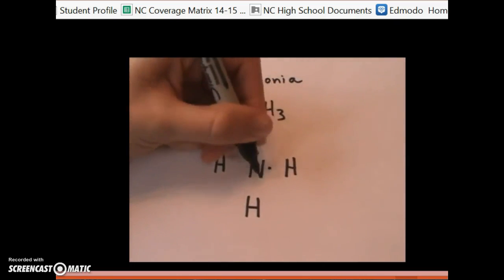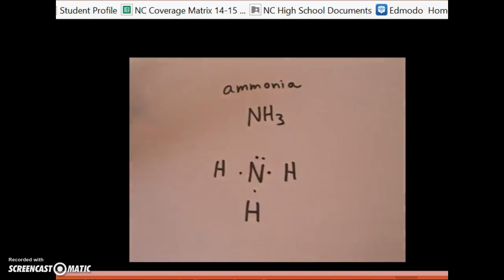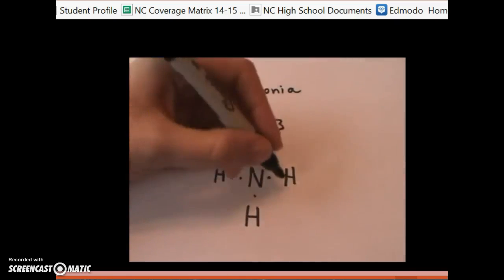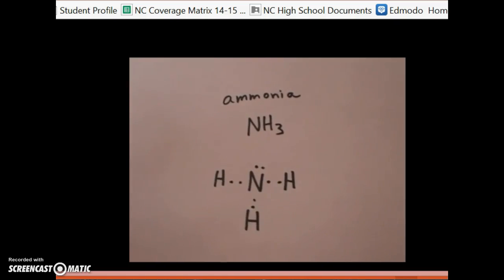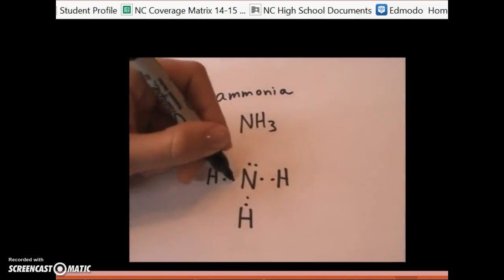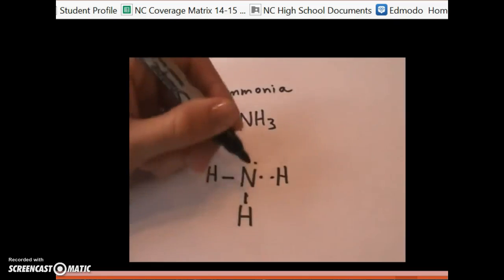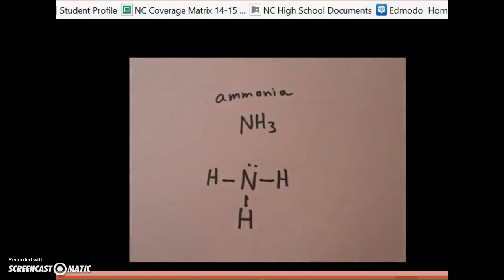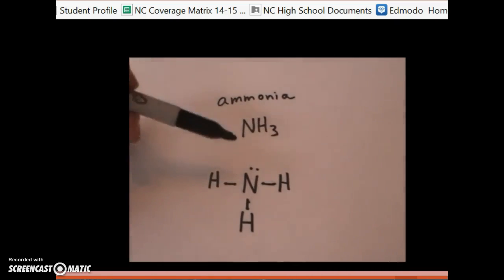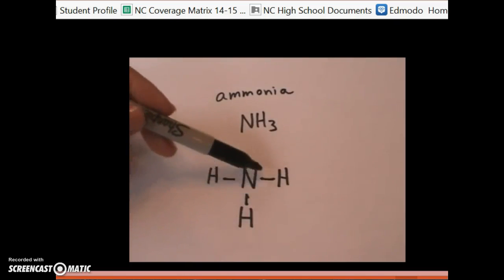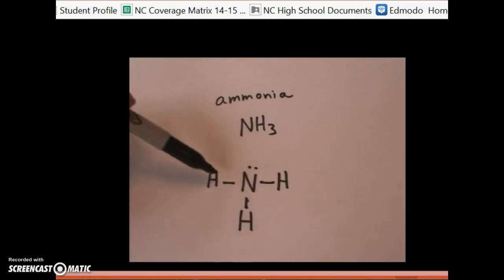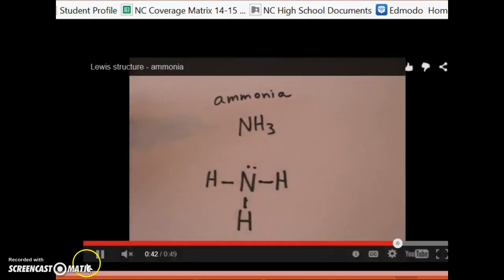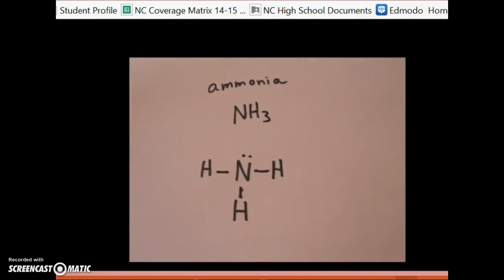Oh, it looks like he's adding the lone pair on nitrogen first for some reason. Oh, he's doing that weird thing again. Okay, so you see those 2 dots that he has between hydrogen and nitrogen? Those should be single bonds. Oh, good, he's doing it. Great, perfect. So nitrogen and hydrogen each have single bonds, and then you have a lone pair on the top of nitrogen there for you. Okay, so that's it for ammonia.